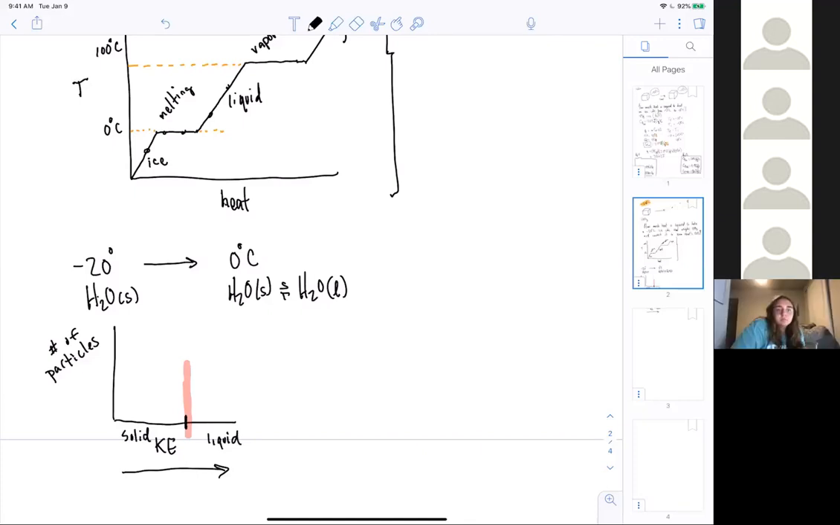Okay? When we're at minus 20, our distribution might look something like this. I'm just making this up, obviously, but it might look something like this. There's actually a tail here. So maybe there's a teeny tiny number of particles that can actually get to the liquid state. But it's not very much.